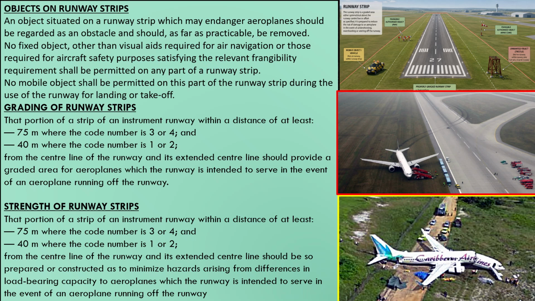Third point is strength of runway strips. That portion of a strip of an instrument runway within a distance of at least 75 meter where the code number is 3 or 4 and 40 meter where the code number is 1 or 2 from the center line of the runway and its extended center line should be so prepared or constructed as to minimize hazards arising from differences in load bearing capacity to aeroplanes which the runway is intended to serve in the event of an aeroplane running off the runway.